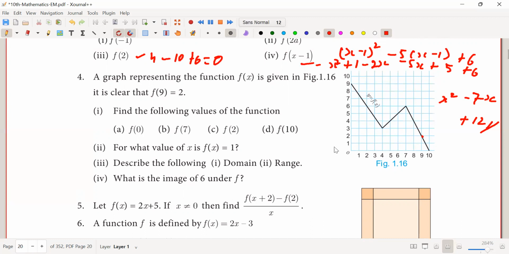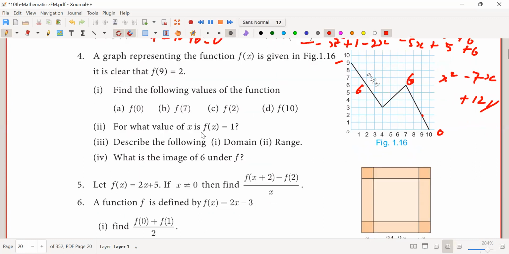What will be f of 0? F of 0, answer is 9. F of 7, answer is 6. F of 2, 6. F of 10, 0. Simple. For what value of x, f of x is 1? 9.5.